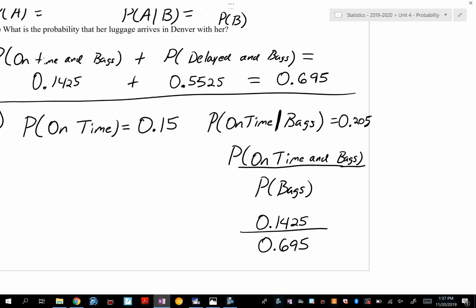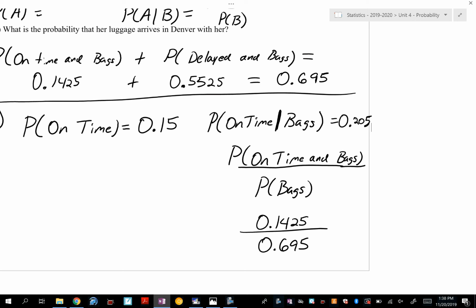There it is mathematically. So, now let me try to summarize it for you. It's a 50% chance that her flight is on time. If I tell you she got her bags, now the likelihood that her flight is on time has gone up to 21%. Which makes sense, because you agree that if she got her bags, it's more likely her plane was on time. I'm just trying to show you that you have to do this mathematically. I'll have a question that asks you to prove it.